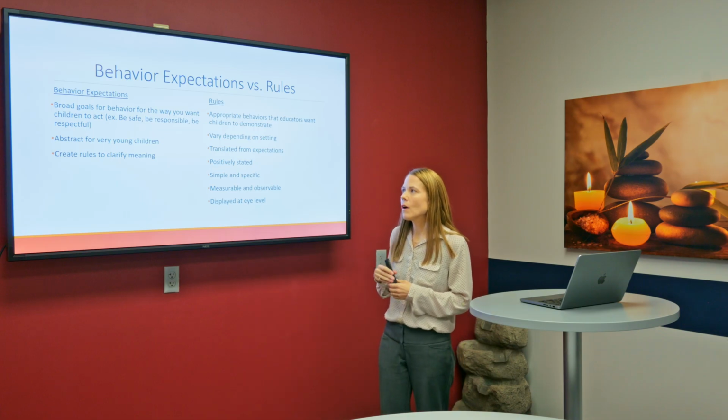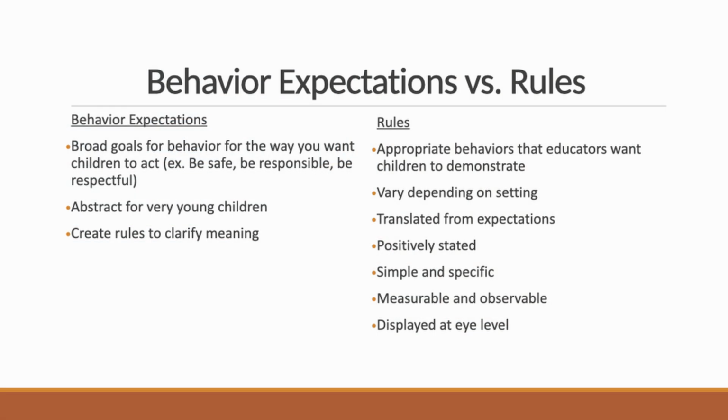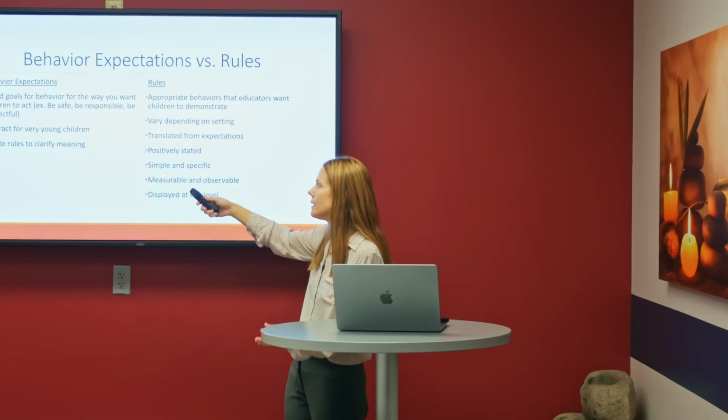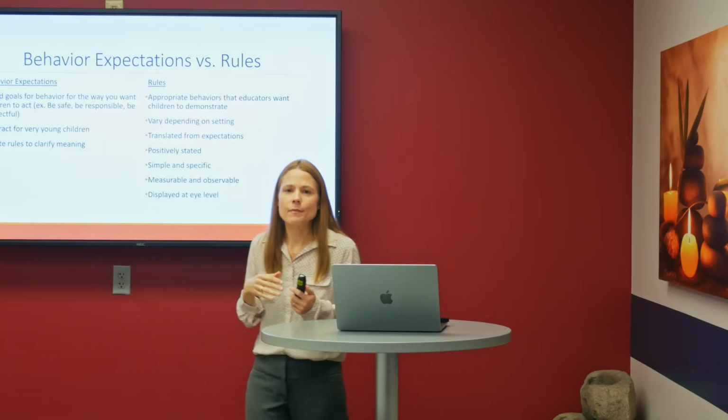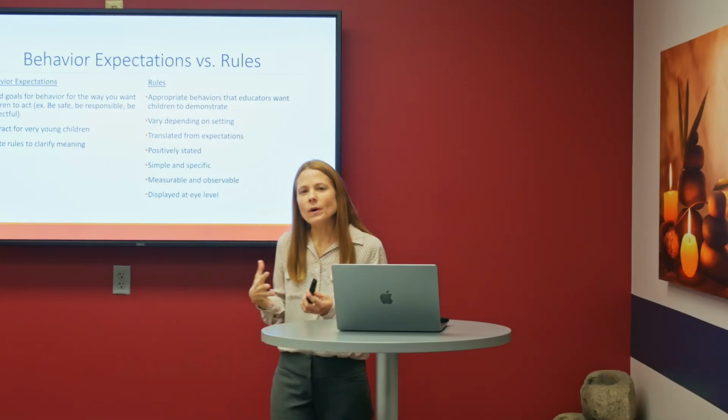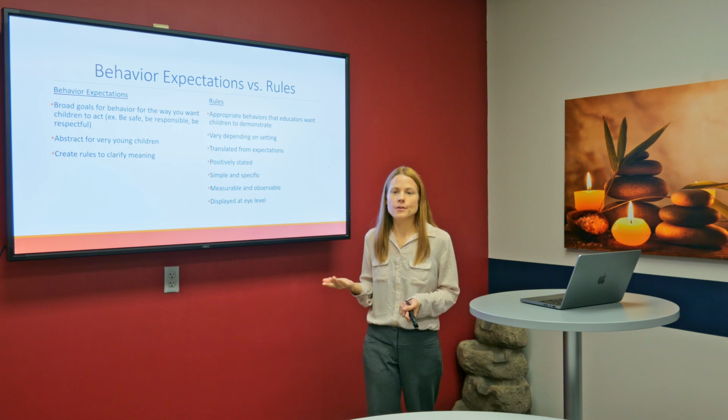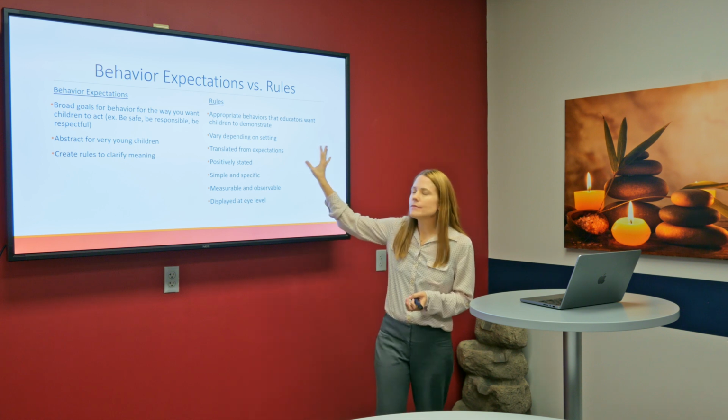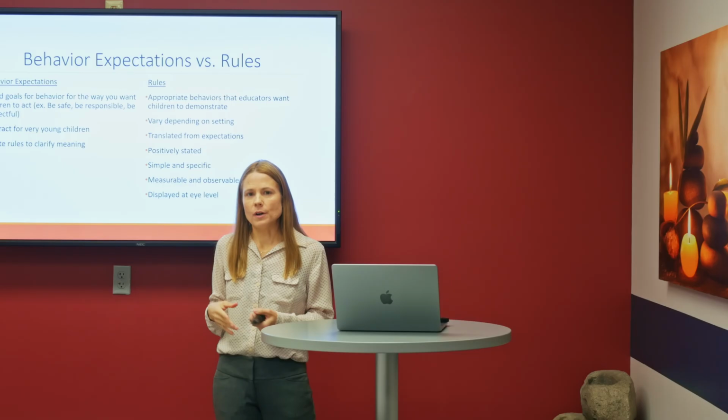Okay, so we're going to start off by talking about the difference between expectations and rules. Okay, we have what we call broad goals when we think about expectations. These are different than what we say rules are. So broad means be safe, be responsible, be ready. But what does that mean to a 2, 3, or 4-year-old, right? So we have to develop rules to go along with these broad goals.